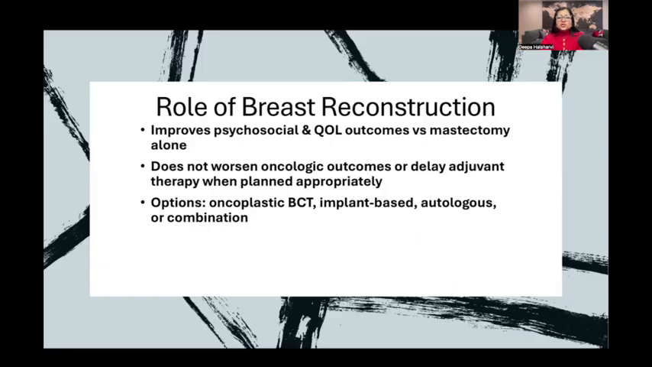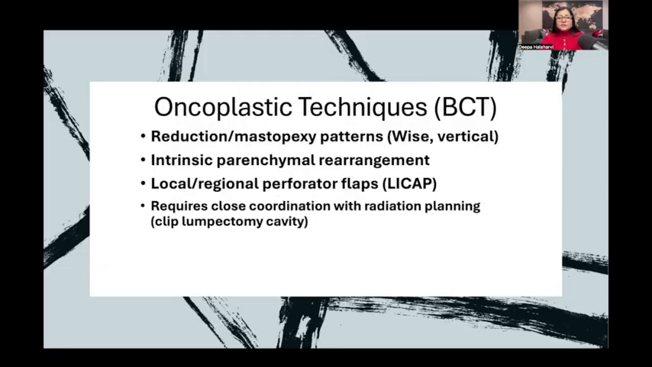Role of breast reconstruction: it improves psychosocial quality of life outcomes versus mastectomy alone. It does not worsen oncologic outcomes or delay adjuvant therapy when planned appropriately. That's important. And the different options are oncoplastic breast conservation, implant-based, autologous, or combination. The oncoplastic techniques, you can do reduction, you can do mastopexies. If you're with us, we do Goldilocks mastectomies, and you've seen the wise pattern incision that we use for that.